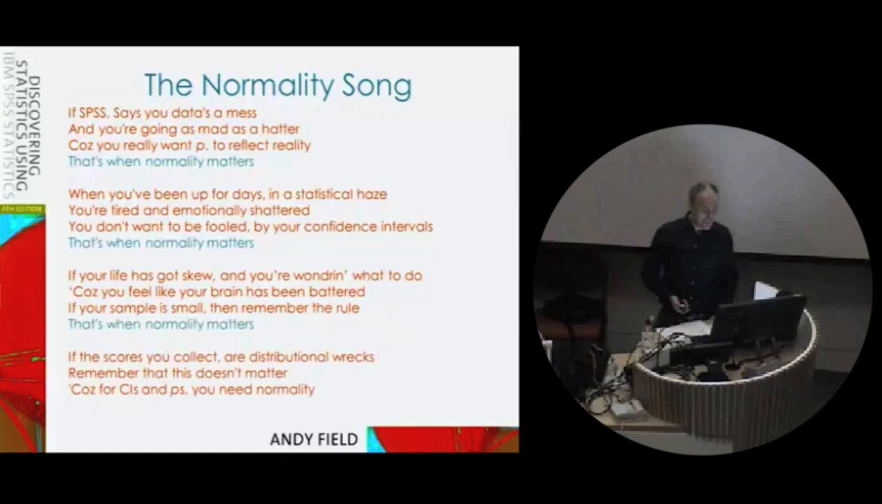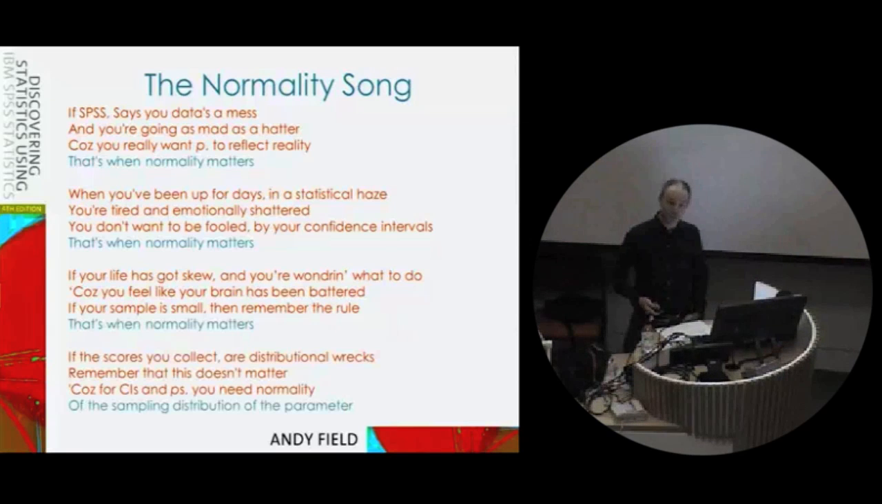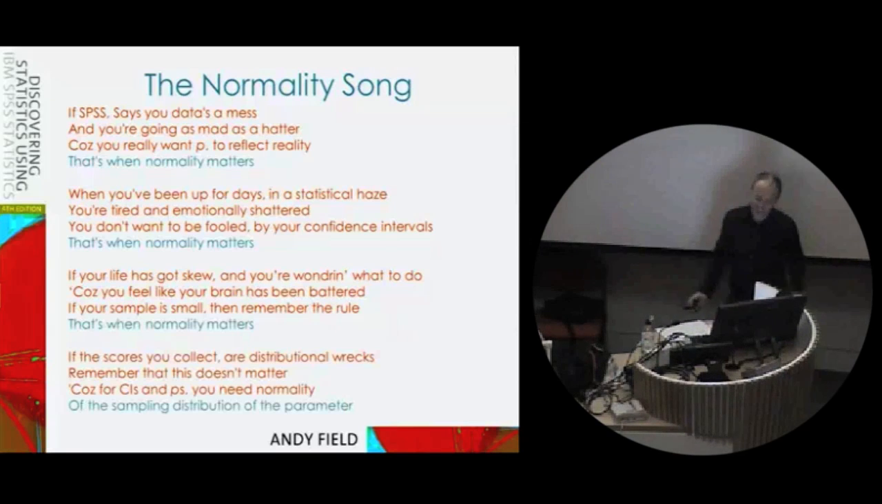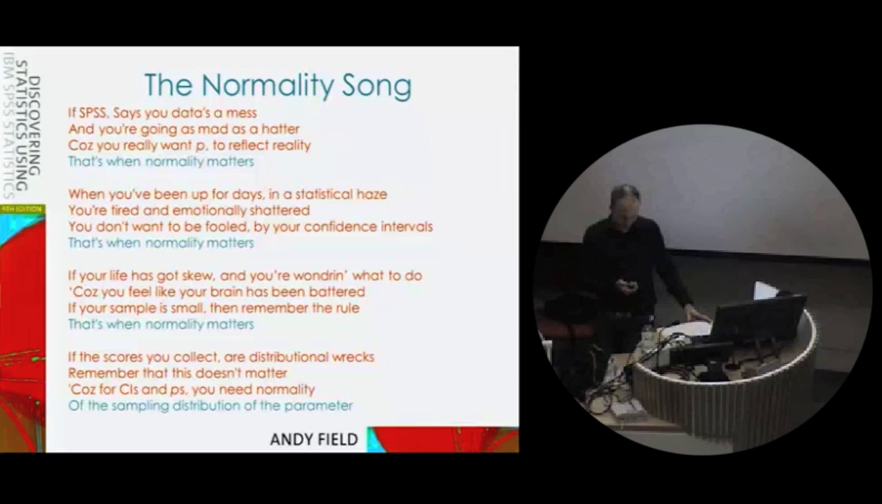Because for CIs and Ps you need normality of the sampling distribution of the parameter. Thanks. It'll be on iTunes tomorrow.